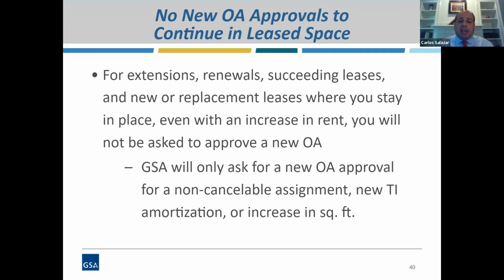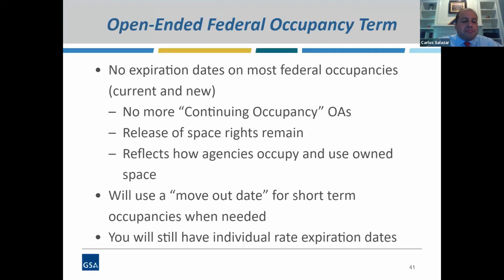Only in the case of a non-cancelable assignment, or if we're amortizing additional TI into your OA, or if there's been a space expansion, additional square footage for your space, that's when GSA will ask for OA approval. All right. Now, with that, we'll move to the other change that we're calling open-ended federal occupancy terms.